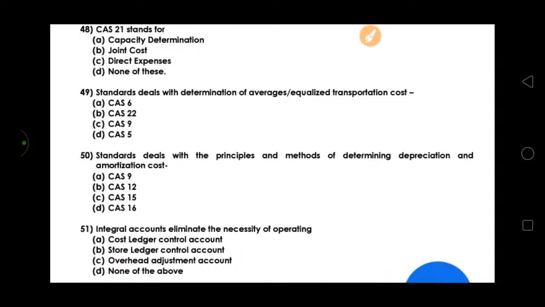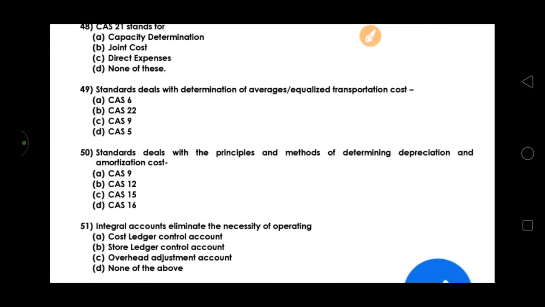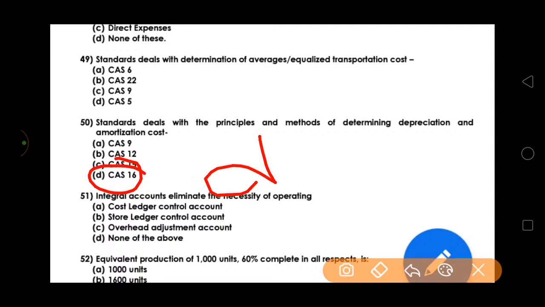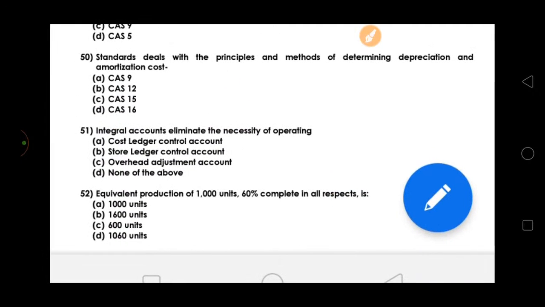Cost accounting standard 15 is selling and distribution. So 16 is the right answer, so D is the right answer.